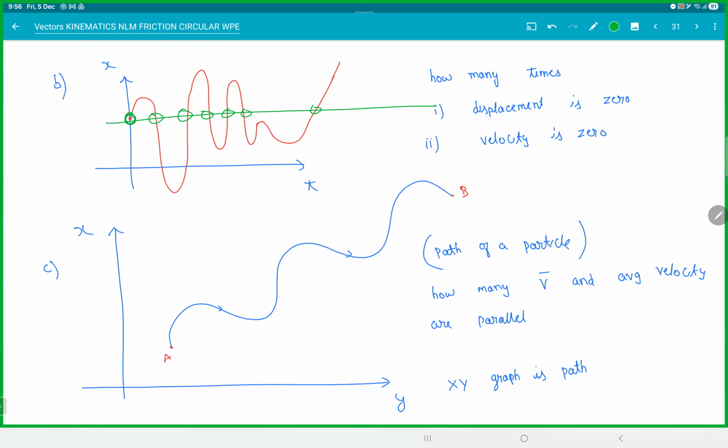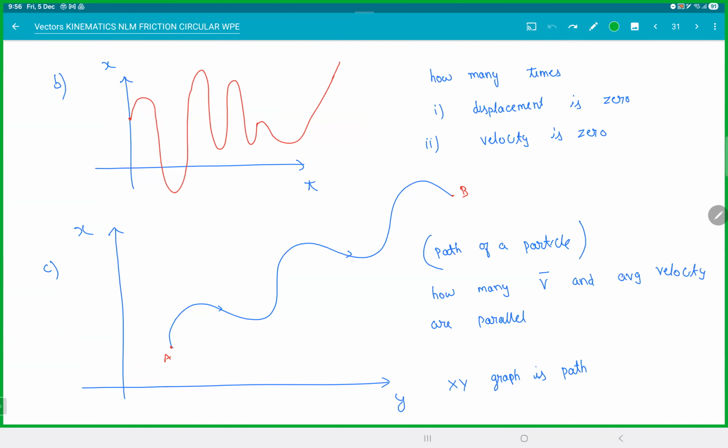What is velocity? In an XT graph, velocity is slope. So 1, 2, 3, 4, 5, 6, 7, 8. So 8 times, we have maxima and minima, critical points basically. And what about this guy?